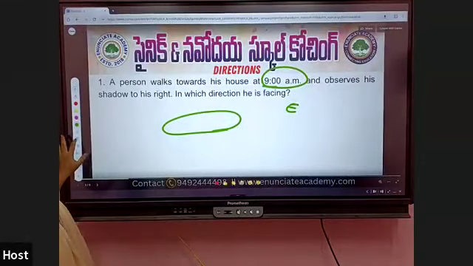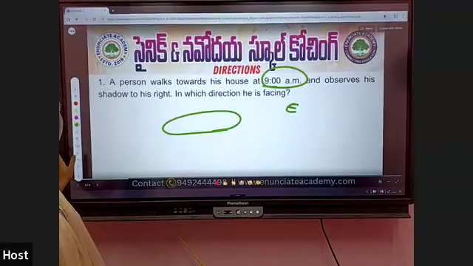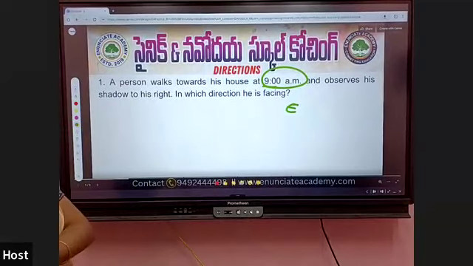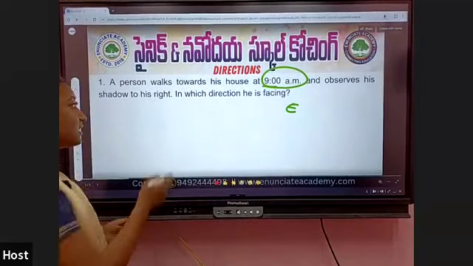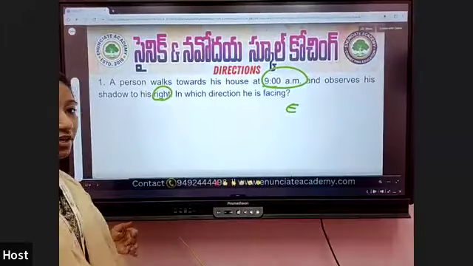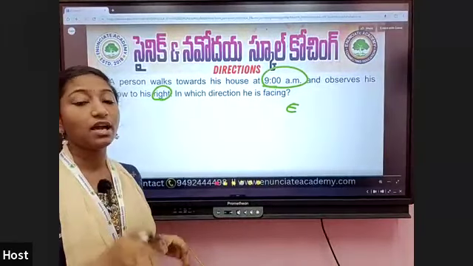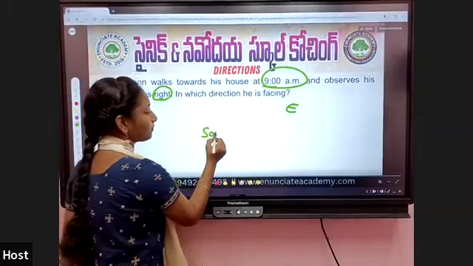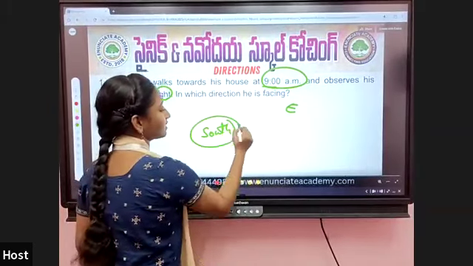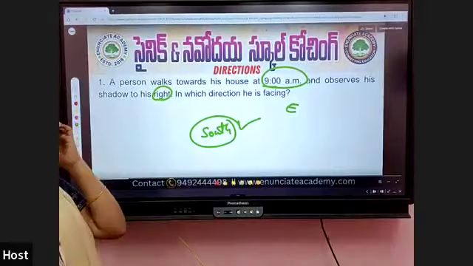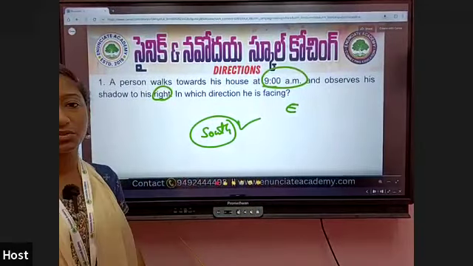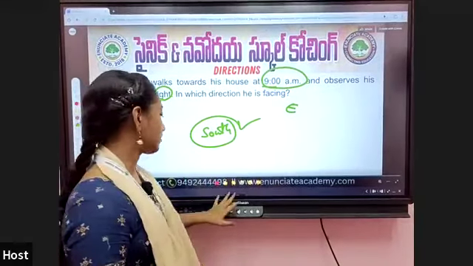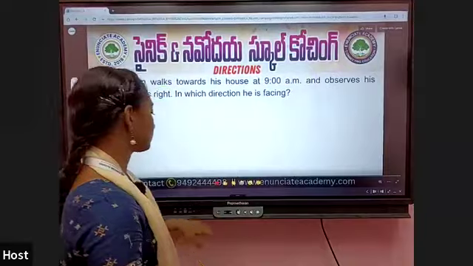So here also they said that the shadow of that person is at right. When the shadow is at right in the morning, compulsorily the person should be facing south. So south is the answer. This is a basic question. The person is facing to the south. So like this, the questions will be there in the shadow.